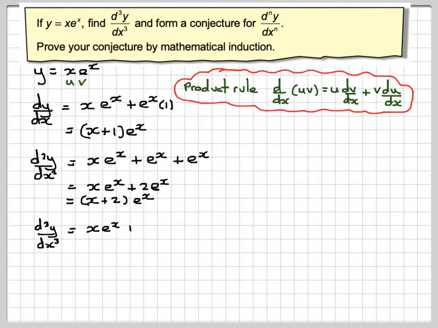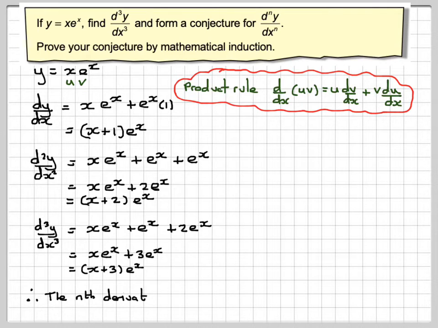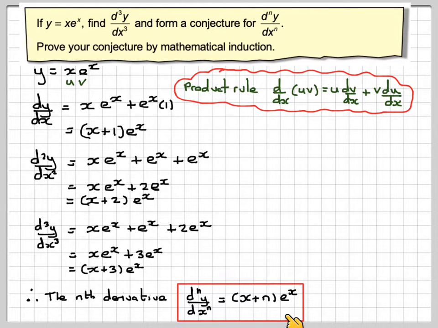And for the third derivative, we're going to get x e to the x plus e to the x for this, and then 2 lots of e to the x. If we differentiate 2 lots of e to the x, we get 2e to the x. So therefore we now have x plus 3 e to the x. So we can see for the nth derivative, possibly it's going to be x plus n e to the x. So my conjecture is that the nth derivative, d^n y/dx^n, will be x plus n, times e to the x.